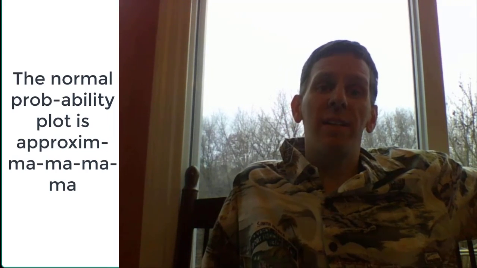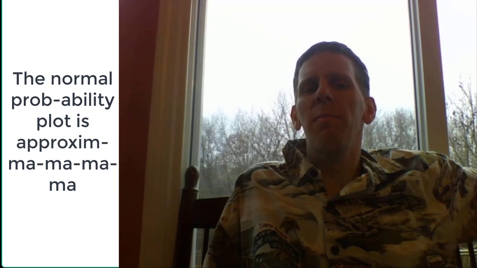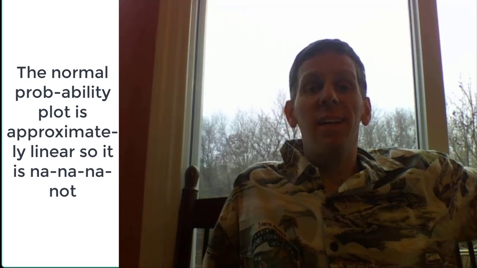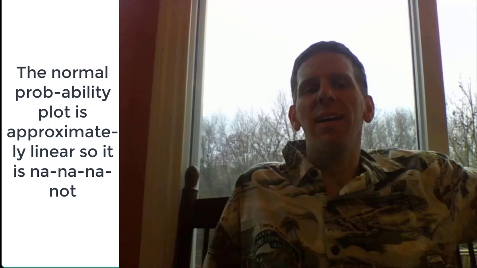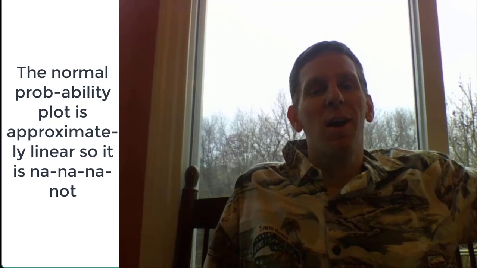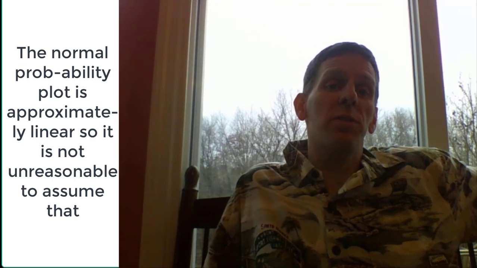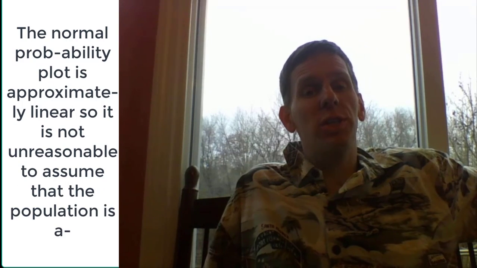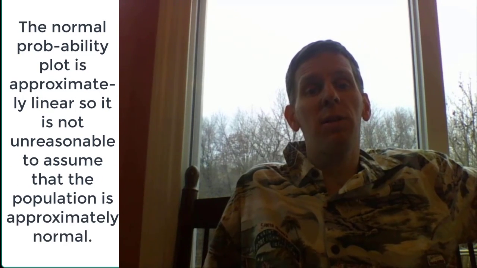The normal probability plot is approximately linear, so it is not unreasonable to assume that the population is approximately normal.